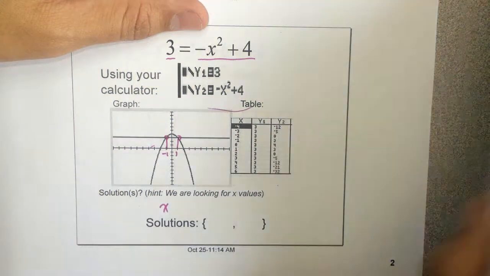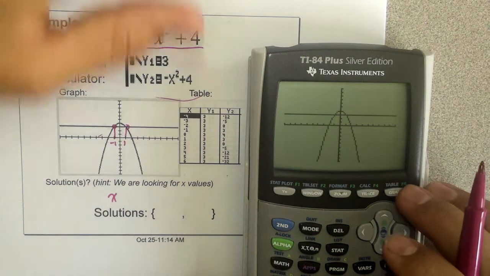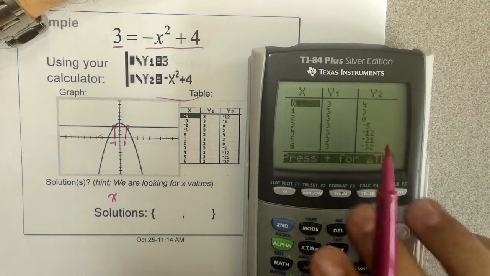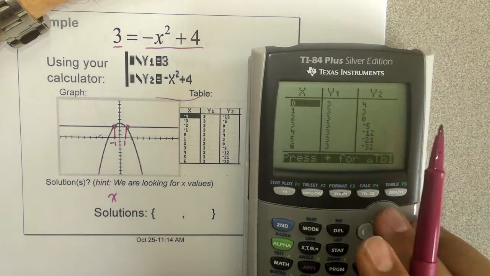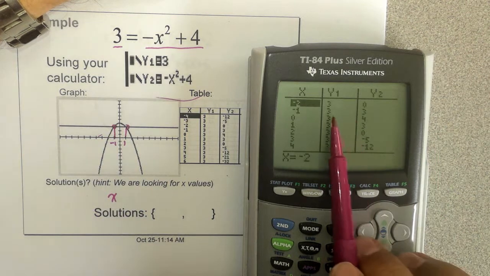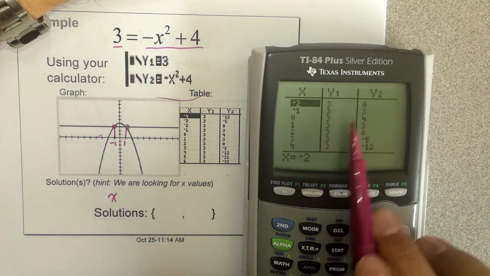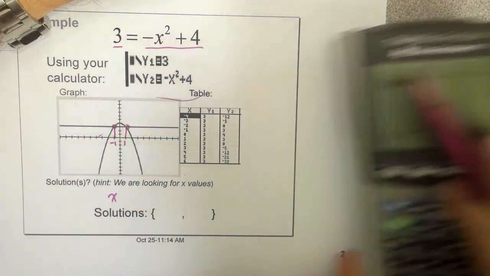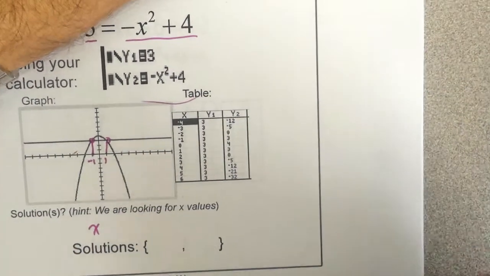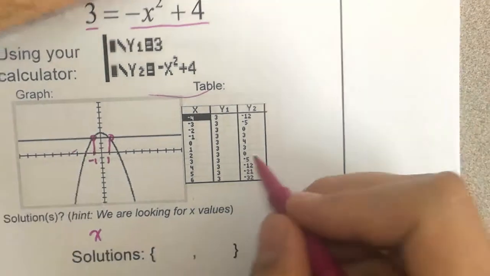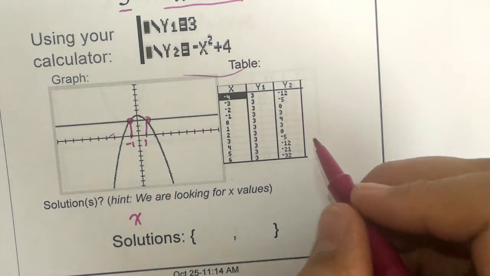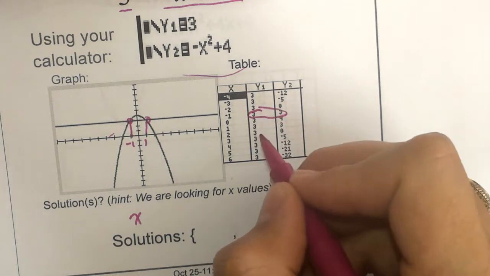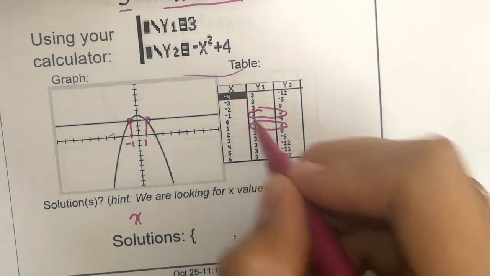The best place to look is going to be on your table. So I'm going to do second graph and I get my table. What we're looking for on the table is where these values are the same, where y1 and y2 are the same. I'm going to kind of ignore the calculator for now. So we're going to look at this table here. Where are they the same? Well, they're the same right here. 3 and 3, 3 and 3.